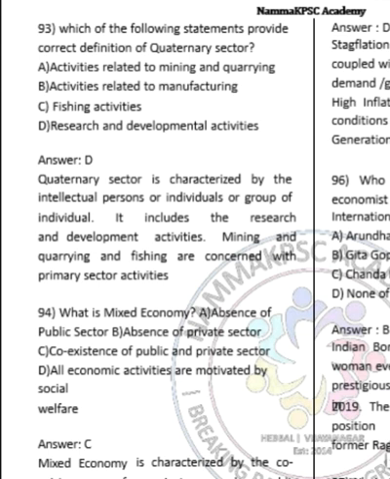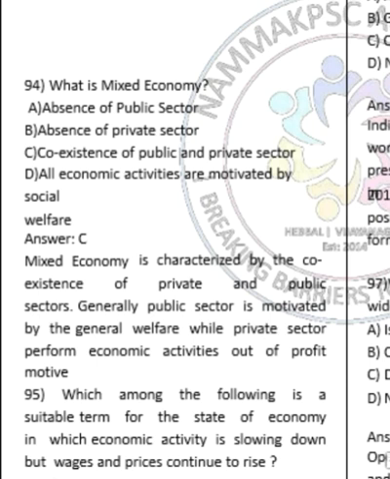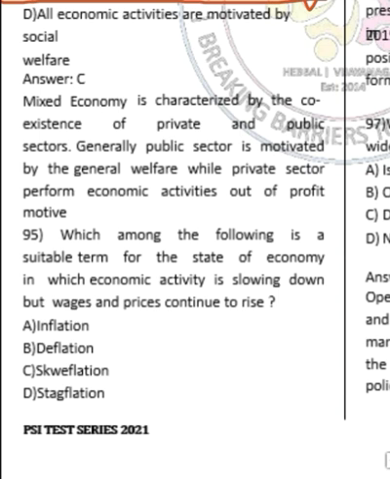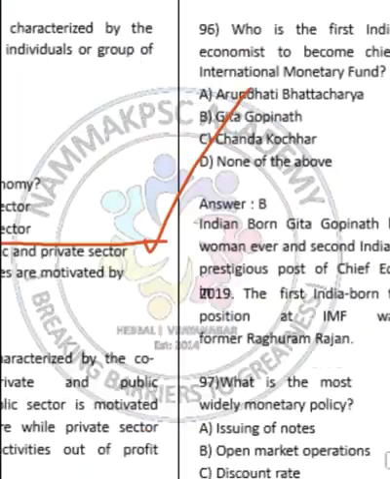Question number 93 is asking about the definition of the quaternary sector. So it is research and developmental activities. People involved in research and developmental activities are classified in the quaternary sector. So the answer is option D. Question number 94 says, what is a mixed economy? Mixed economy by definition means coexistence of public and private sectors. So here option C is the correct answer. Question number 95, it says, which among the following is a suitable term for a state of economy in which economic activity is slowing down but wages and prices continue to rise? So the answer is option D, stagflation.